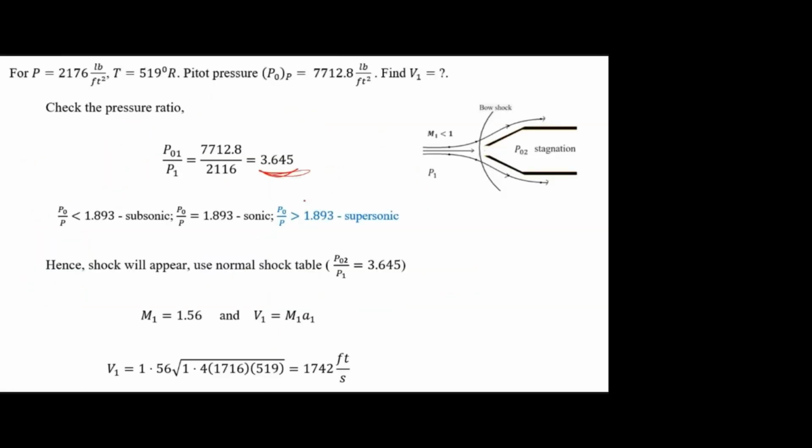So we are getting 3.545 from this pressure ratio. Then we found this is supersonic with a normal shock, so we use the normal shock table. We are finding the corresponding Mach number for this pitot ratio P0 by P1. From that, we are finding the V1, so M1 into root of gamma R T1. So some supersonic velocity.